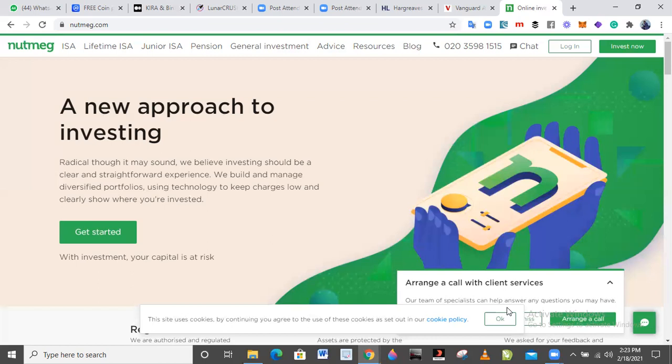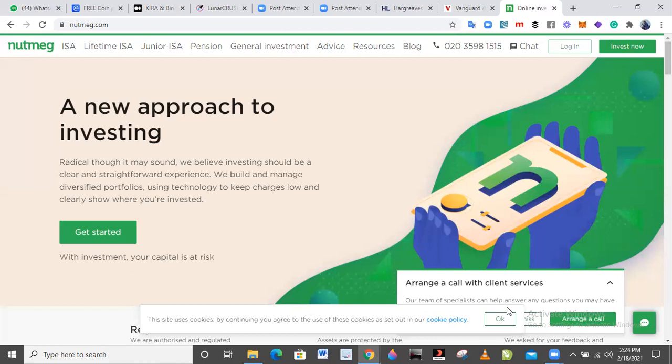So self-invested personal pension, it's an account where you can totally manage everything in that account. You can buy your stocks, buy your mutual funds, buy your ETFs, and all of that. Then we have Stock ISA accounts. They allow you to buy stocks, mutual funds, and all of that. Then this is my favorite actually.